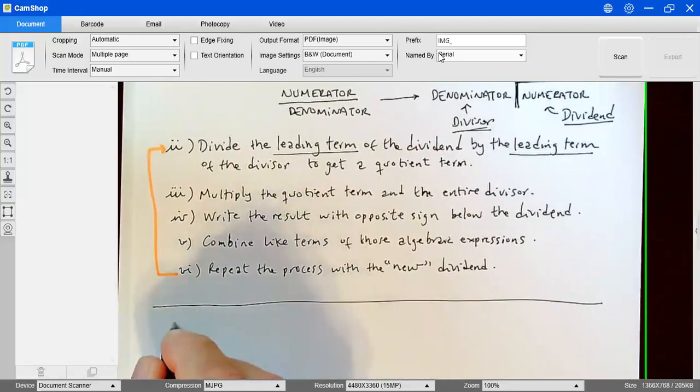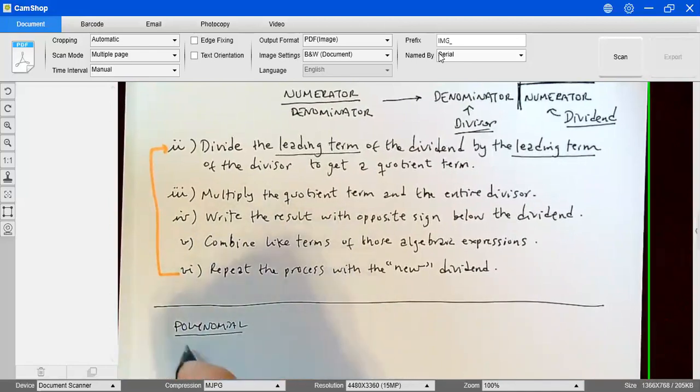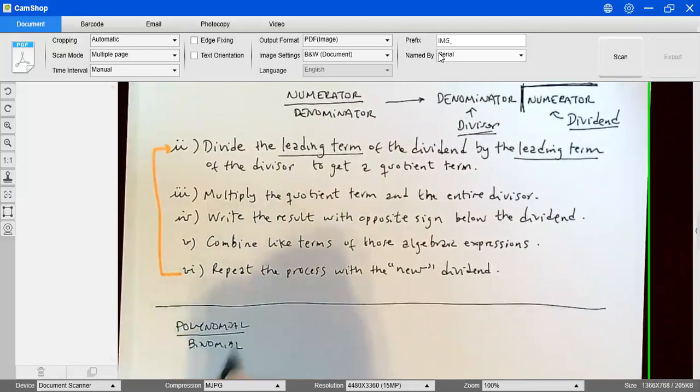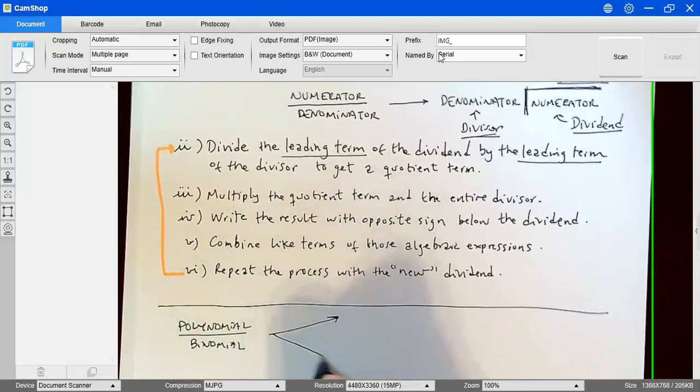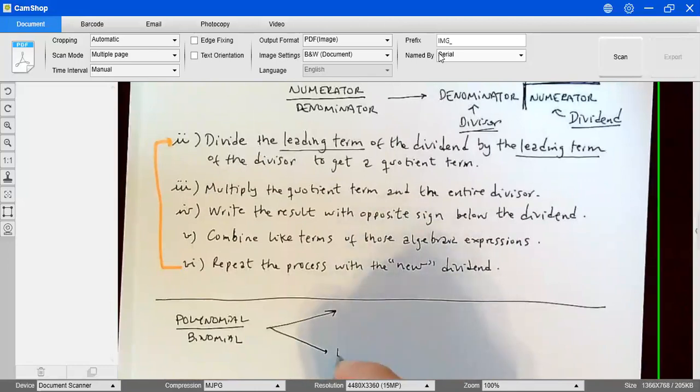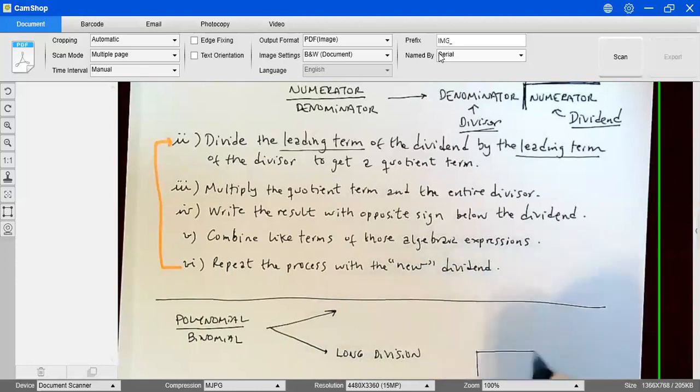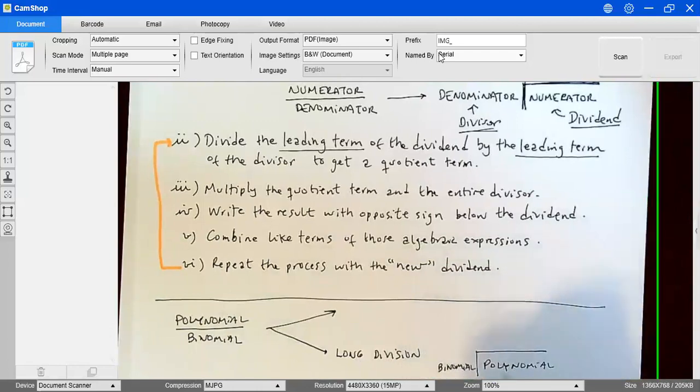So again, we're going to have a polynomial divided by a binomial. There are two different ways to do this. Today we're going to use what we call the long division process, where essentially we're going to write the fraction by using the most common notation, the division box. The polynomial is going to be the dividend, and the binomial is going to be the divisor. So this is the long division.